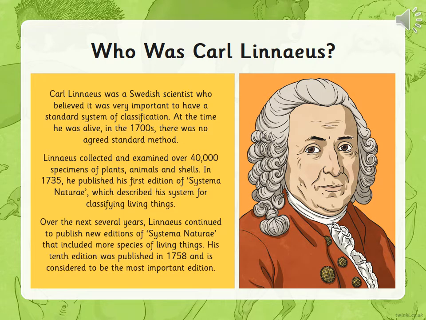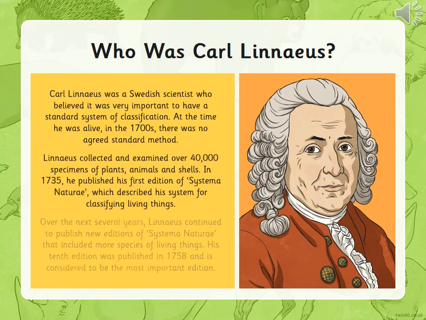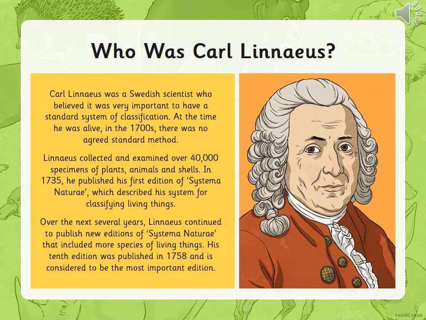Carl Linnaeus was a Swedish scientist who believed it was important to have a standard system of classification. At the time he was alive in the 1700s, there was no agreed standard method. Linnaeus collected and examined over 40,000 specimens of plants, animals and shells. In 1735, he published his first edition of Systema Naturae, which described his system of classifying living things.